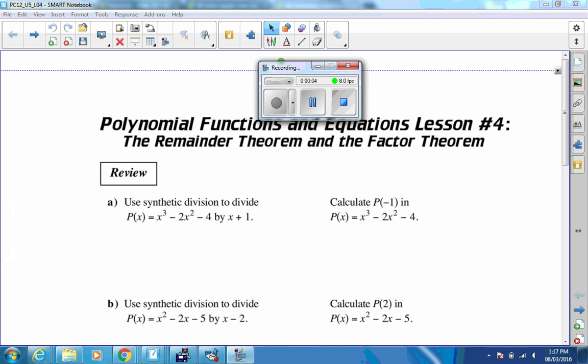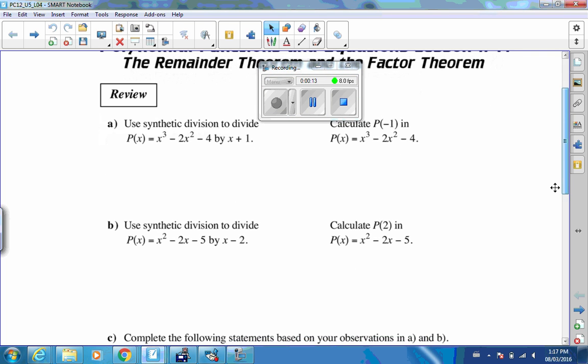All right, so this is lesson 4. It's polynomial functions and equations. Well, lesson 4, remainder theorem and factor theorem. Now, we saw this sneakily tossed into lesson 3, and I'll show you how it works here.